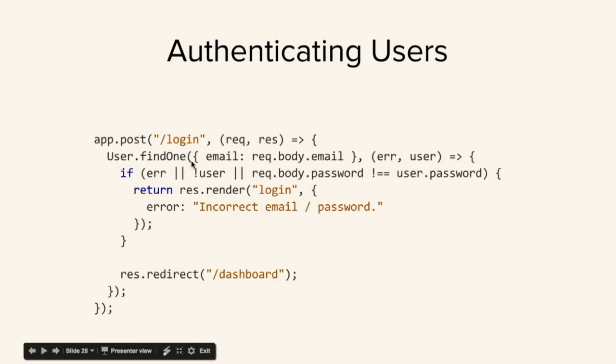Now what this is going to do is it's going to tell Mongo, hey, find one user whose email is equal to the email that the user inputted on the login page in the login form in the HTML. And if there's an error there, so for instance, if we can't find the user that Mongo returns to us up here, or if the password the user's entering is not the same as the password stored in MongoDB, then we're basically going to re-show them the login page and say, hey, this is an incorrect email or password. And if everything works perfectly, then we just send them straight to the dashboard. Making sense? Don't be afraid to shout out questions.